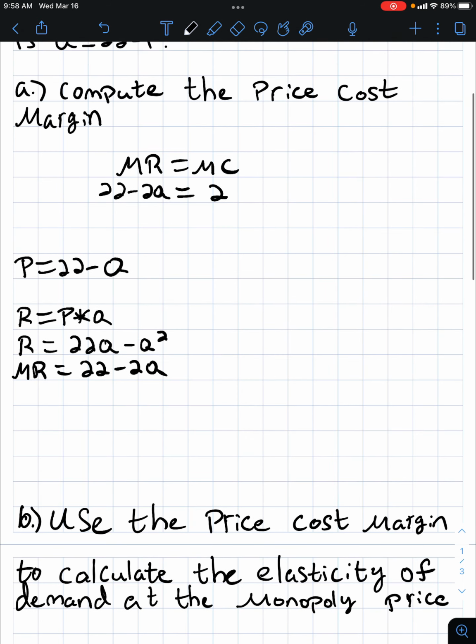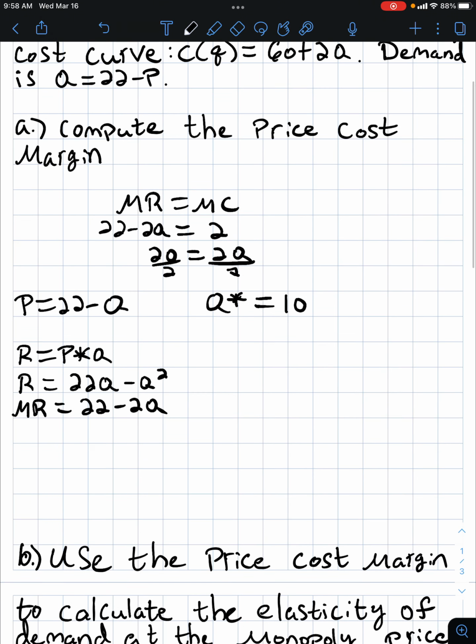So therefore, if we set marginal revenue equal to marginal cost and solve for Q, we get 20 is equal to 2Q, divided by 2. So Q star is equal to 10. Now to find price, we just plug 10 into our inverse demand. We get P star is equal to 22 minus 10, or 12. So that is our optimal price and quantity in a monopoly setting.